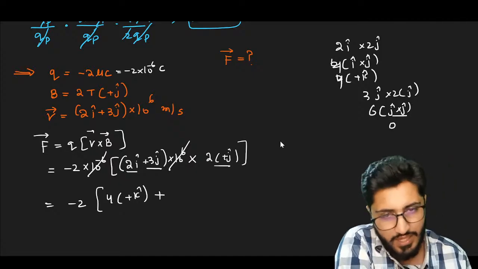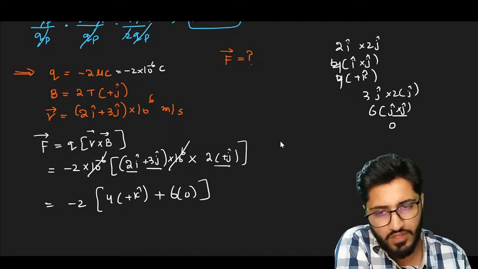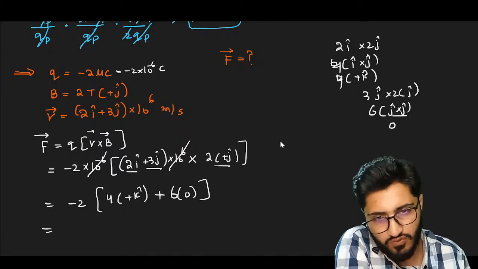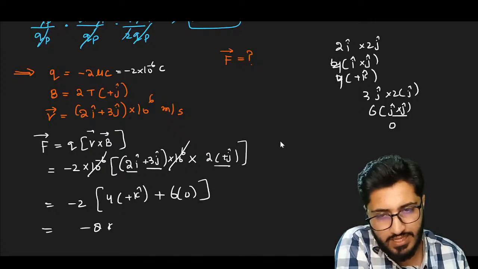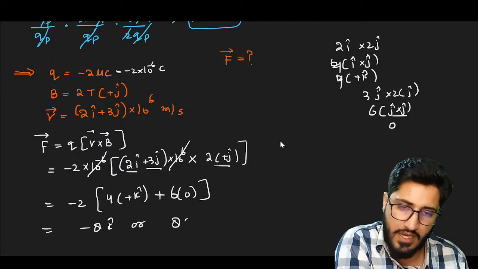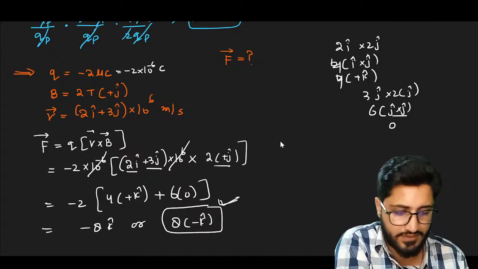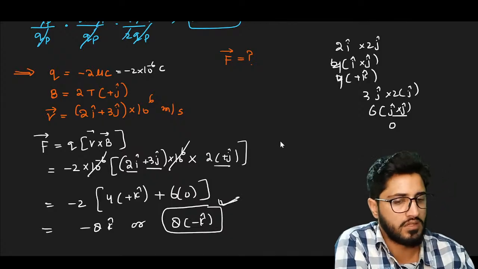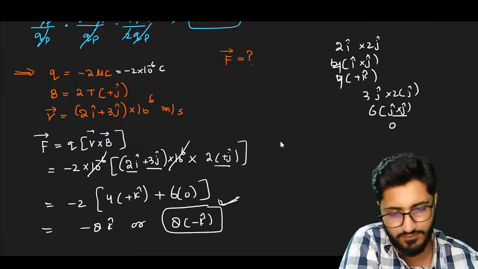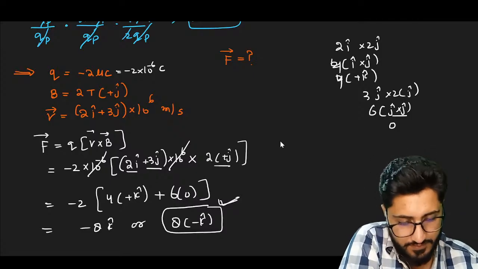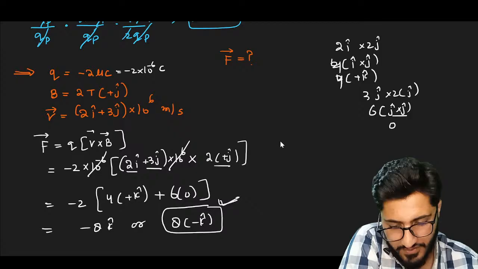Now 6 into 0 is 0. So look, it is minus 2 times 4, minus 8K cap, or I can write it is 8 in the minus K direction. This is my answer. Easy or super easy?